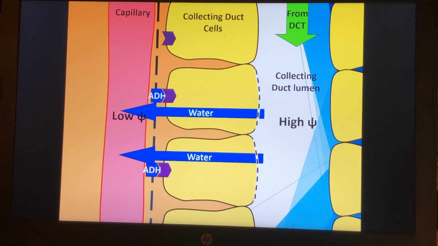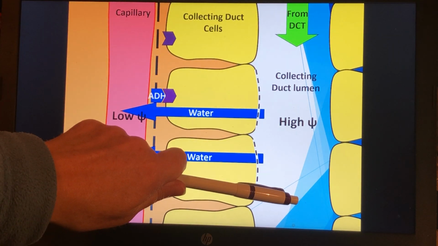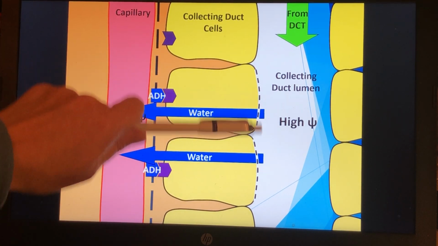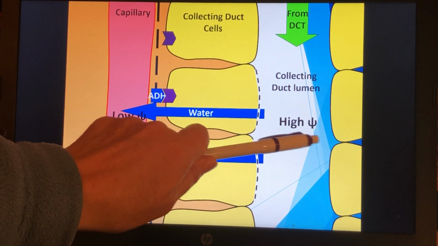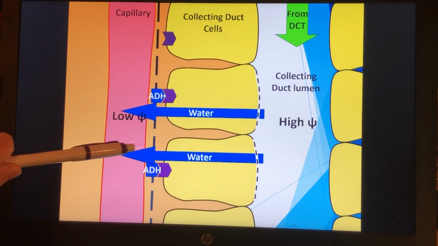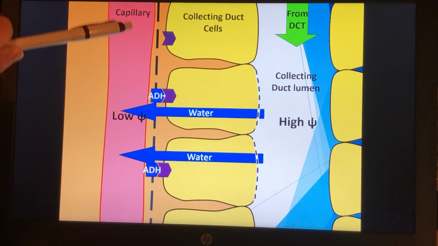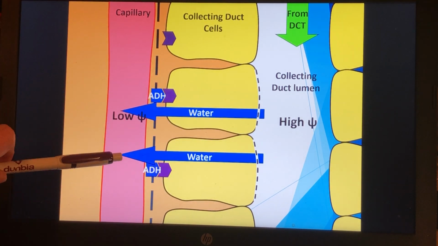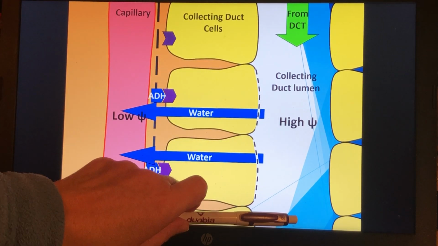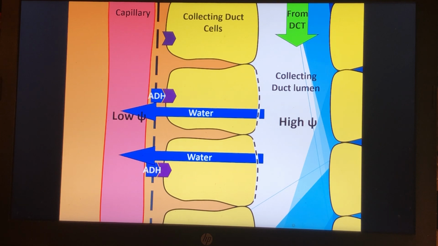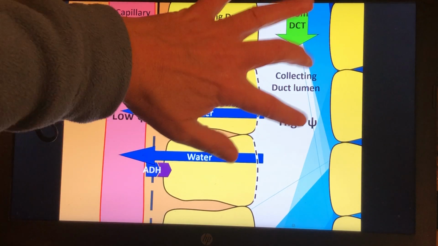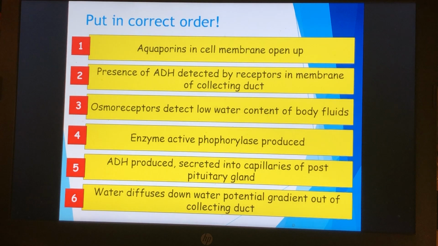So if I think about it, the filtrate has travelled down here, the ADH has made the aquaporins open up, water has moved in by osmosis and been reabsorbed into the blood. So ADH means that water is reabsorbed into the blood. It's taken out of the filtrate, so that means there's going to be less filtrate left. Okay, and that means that the filtrate is actually going to be more concentrated.